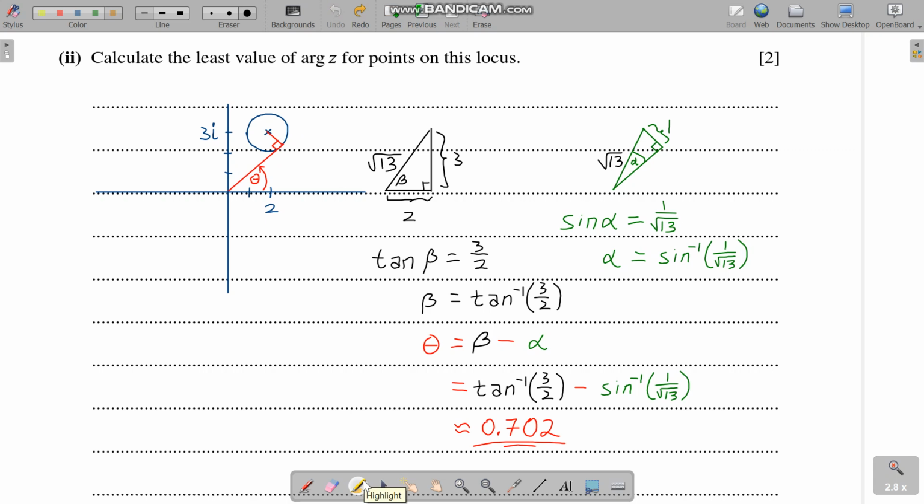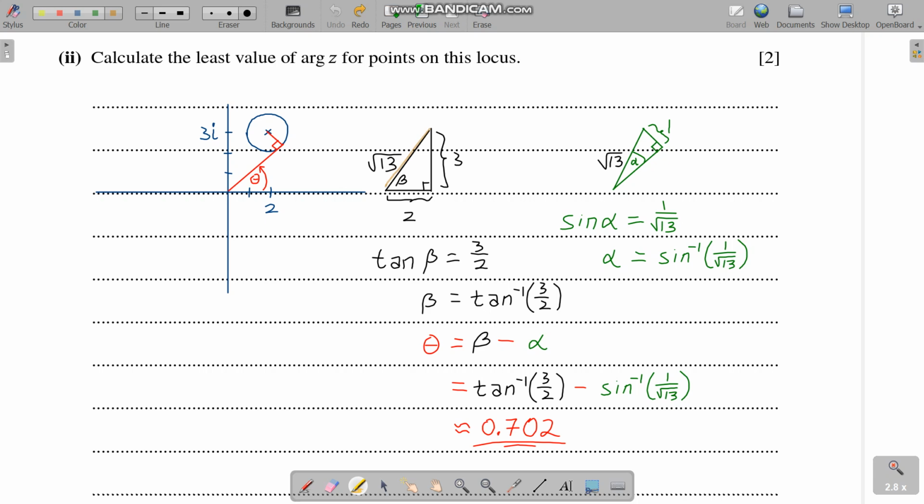Now if you look at this triangle, this is a right angle triangle. We know that this length is 3, this length is 2. We can find the angle, we're gonna call it beta. We can use inverse tangent, we can find the angle beta. And if you want to find the hypotenuse, of course we use Pythagoras. Square root of 3 squared plus 2 squared, we get root 13 for the hypotenuse, this line here.